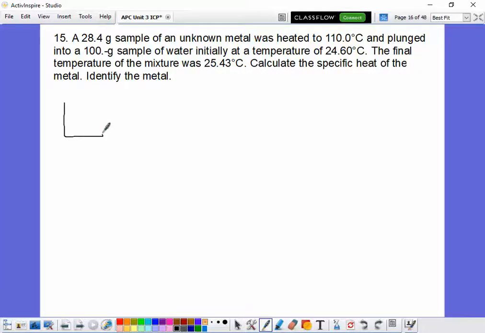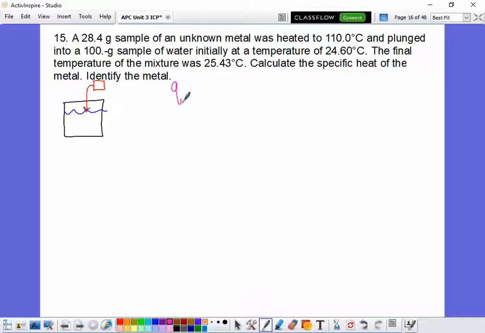But so here's my beaker. Here's my hot metal. And it immediately gets plunged into my much colder water. Right? So let's think through the problem. What can be said about the heat of the metal? It's going to drop. Yeah, the Q of the metal should be what sign? Negative, because it's decreasing temperature. It's going from 110 down to 25.43. Okay?